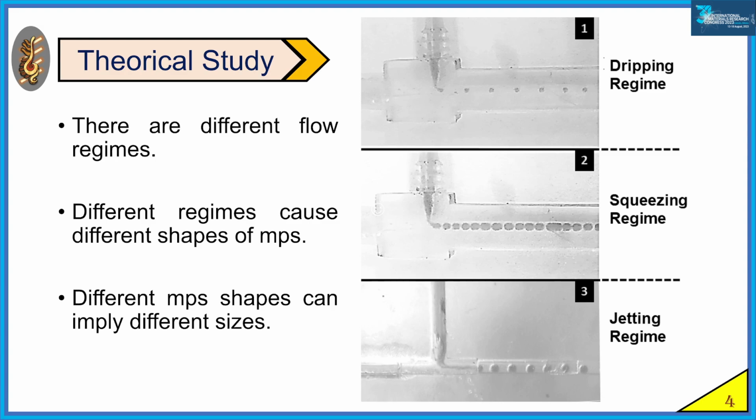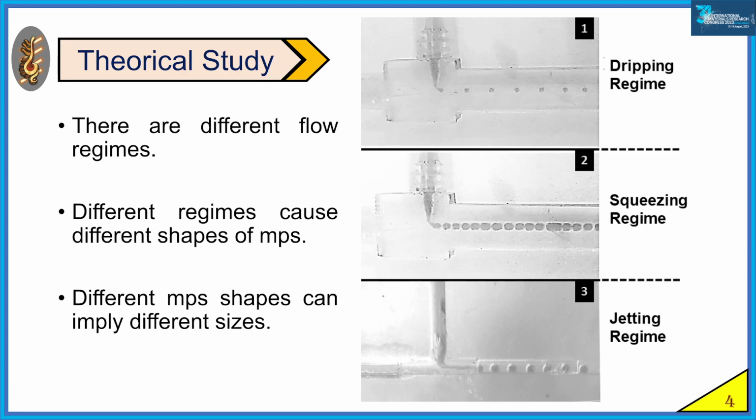Now, there are different flow regimens, such as jetting, dripping, and squishing, observed in microfluid systems that generate microparticles. It is necessary to work in a correct regimen to ensure microparticle monodispersion, because different regimens cause different shapes of microparticles. Different microparticle shapes can imply different size.